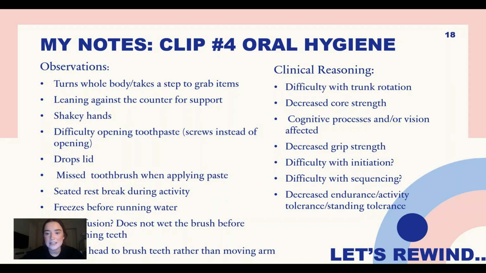So, clinical reasoning, she might have difficulty with trunk rotation, decreased core strength with the leaning for support onto the counter. It could also be an endurance issue or a standing tolerance issue. Something to think about. With a difficulty opening toothpaste, what comes to mind is maybe a cognitive process that's impaired, or vision might be impaired. That is something that's very common in inpatient rehab as we're working with a lot of older adults. So maybe it's a vision impairment more than it is a cognitive process.